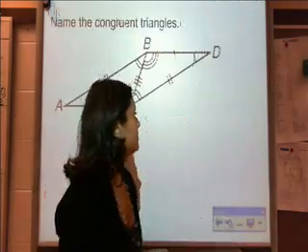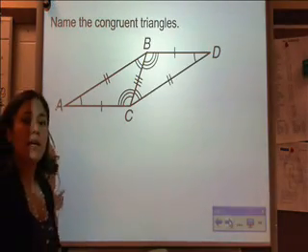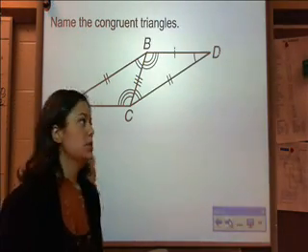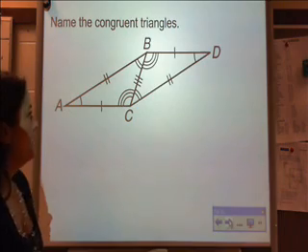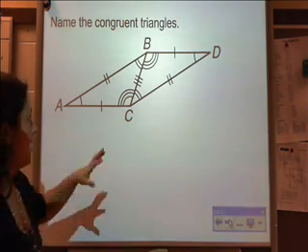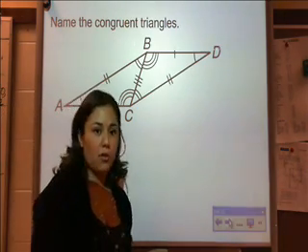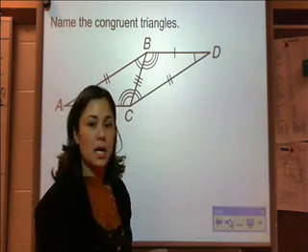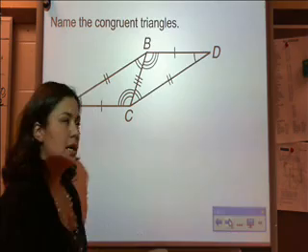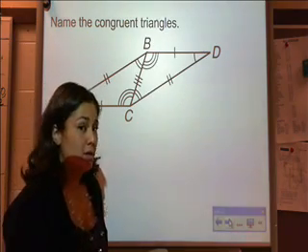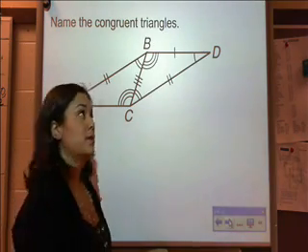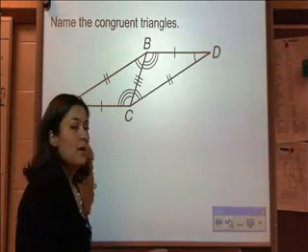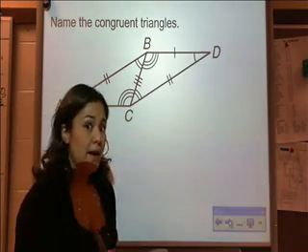All right, next problem. Name the congruent triangles. So if you look here, it gave us that all of these various parts are congruent. So we could say that these angles are congruent by side, side, side, or angle, side, angle, but that's not what we were asked to do. We were asked to name the congruent triangles. So remember, the order that you do that matters.